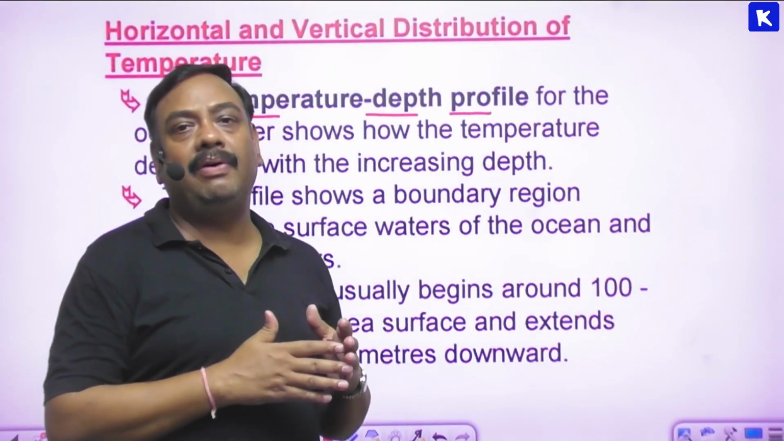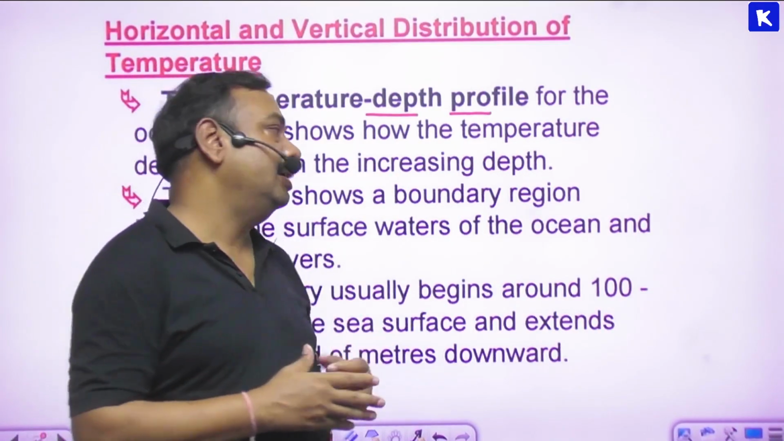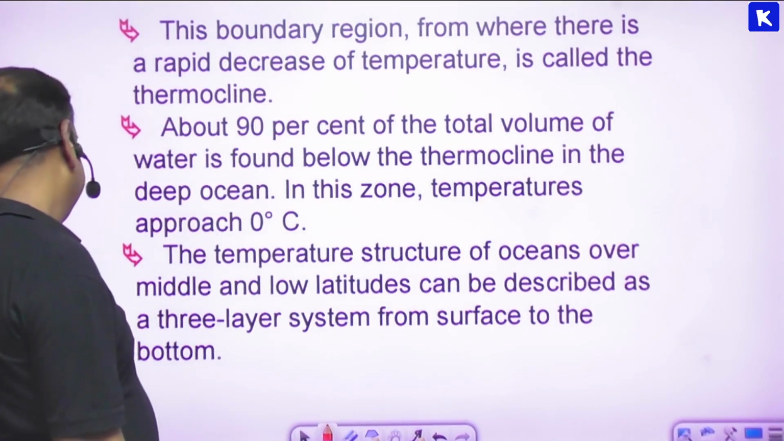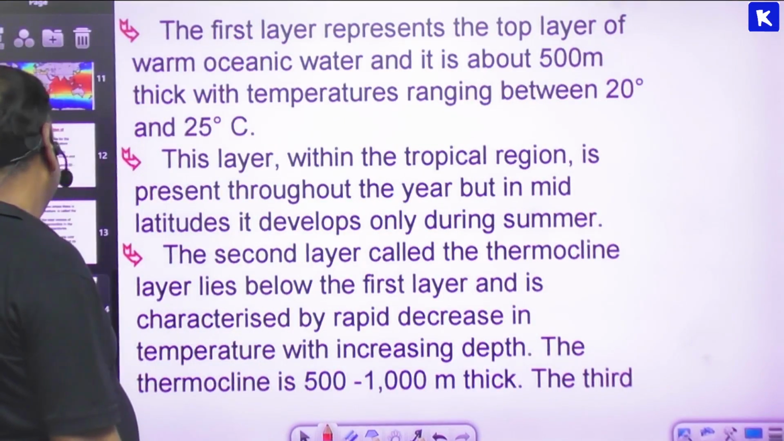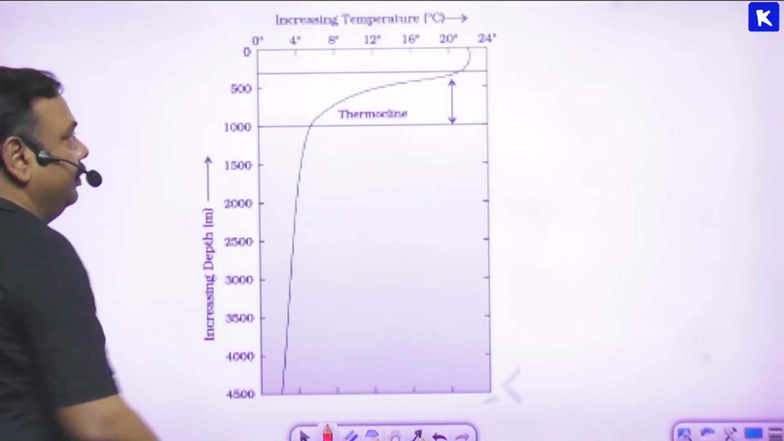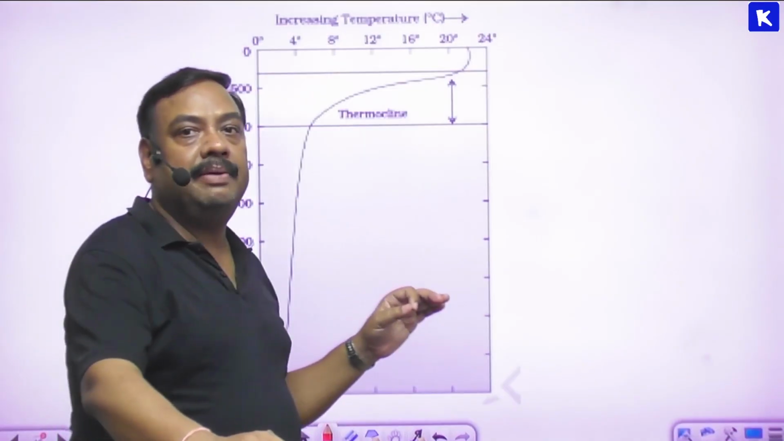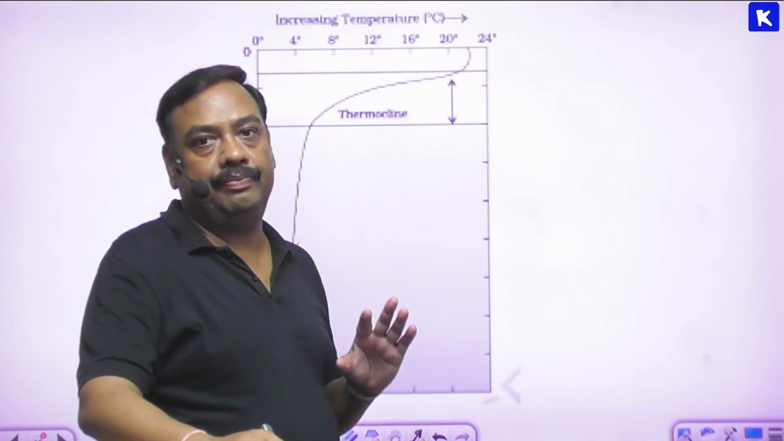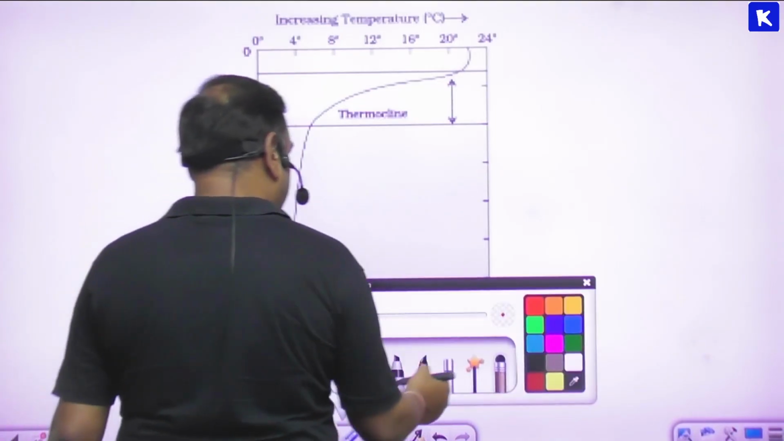With the help of a diagram, I would like to show you how temperature decreases with different rates. Here in this diagram, we can see the temperature depth profile, or the rate of decrease of temperature. Now see here.